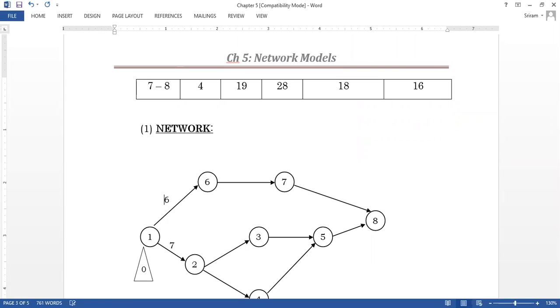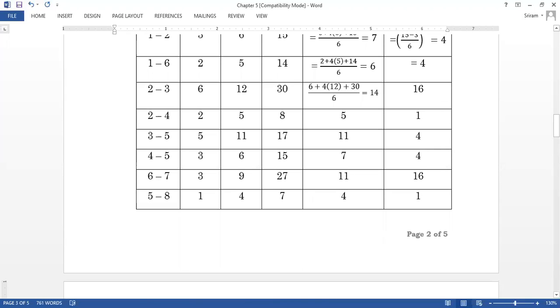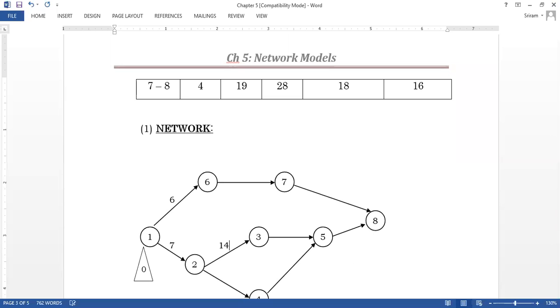And 2 to 3, it is given as 14, isn't it? What is the value of 2 to 3? I am taking the expected time for each of the activities. What is the third value, dear? 6 plus 4 multiplied by 12 plus 30, divided by 6. This is 14. So 2 to 3 is 14.